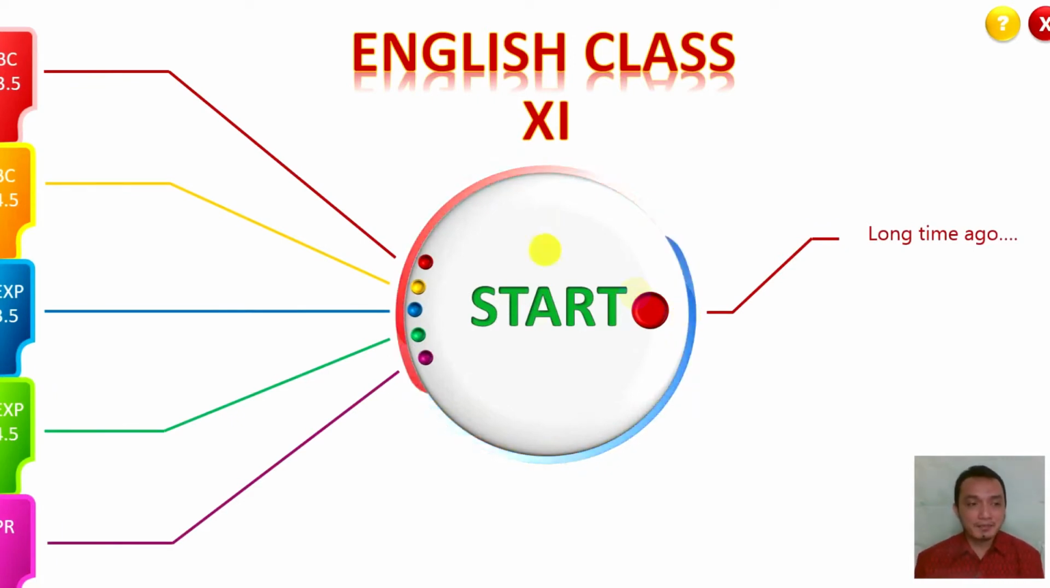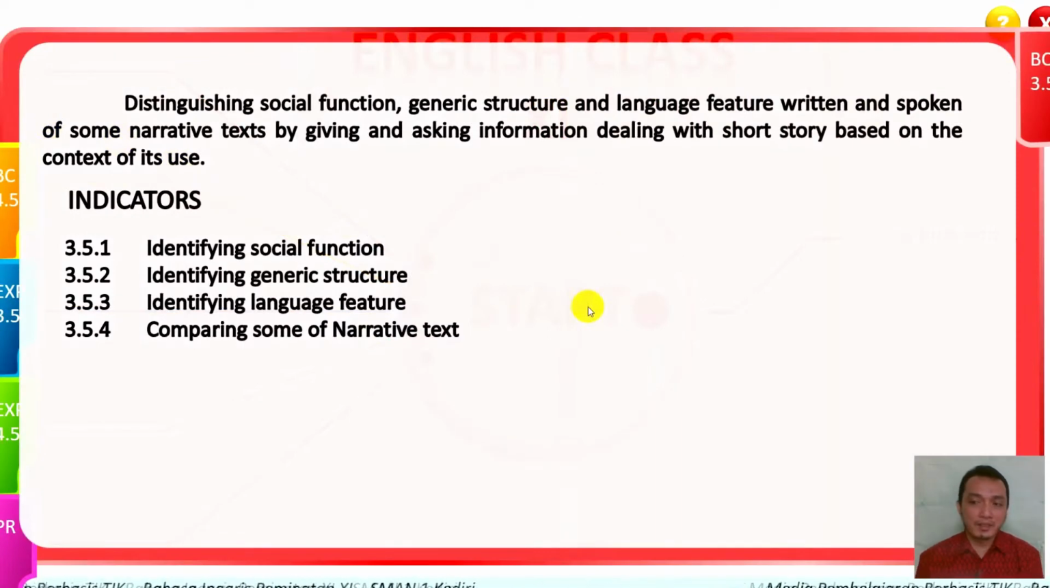There is a basic competency in 3.5 and also 4.5. It is the basic competence that we're going to explore today. So let's check the contents of basic competency 3.5. Here is distinguishing social function, text structure, and language features, reading and responding to some narrative texts by giving and asking information, dealing with short stories based on the context of their use.